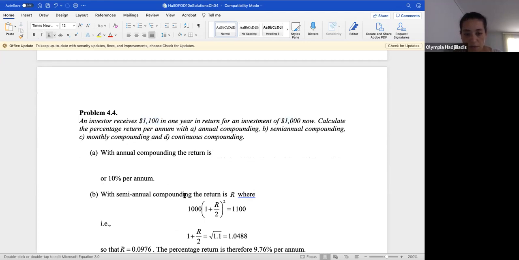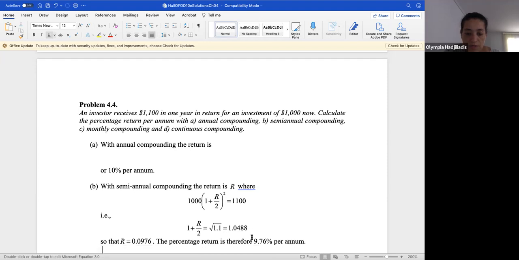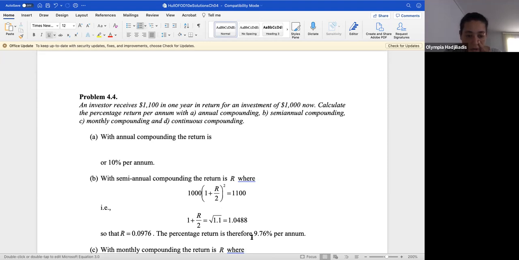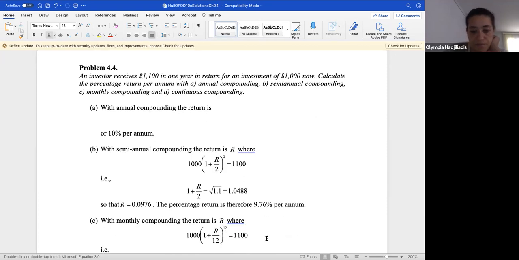With semi-annual compounding, the return is R, where 1,000 times (1 plus R over 2) squared gives you 1,100. So then 1 plus R over 2 gives you the square root of 1.1, which is 1.0488. So R is 9.76% per annum.